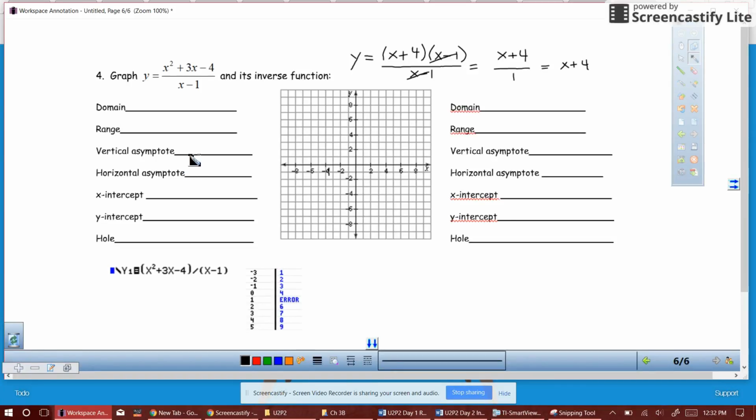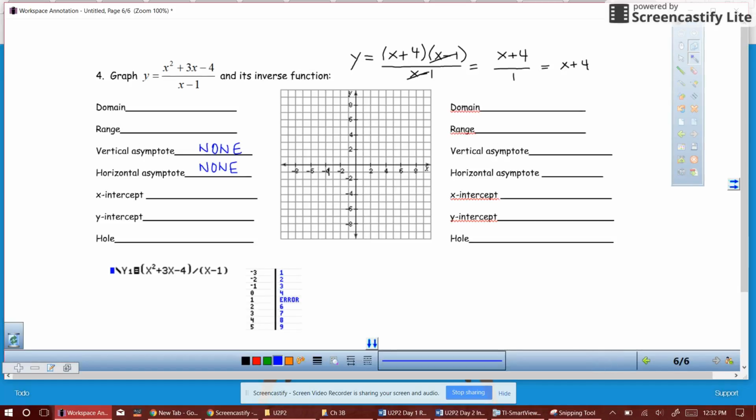So first off, starting with my horizontal asymptote. I don't have one because it's bottom, so there's none. Okay. Vertical asymptote, I go to the denominator, but there is no denominator. So I don't have any one of those.